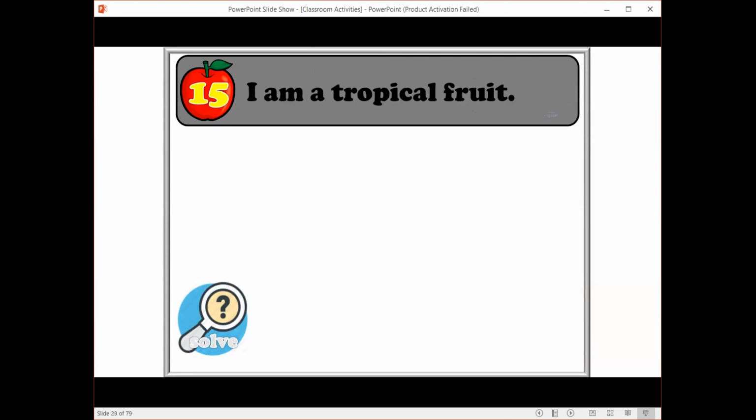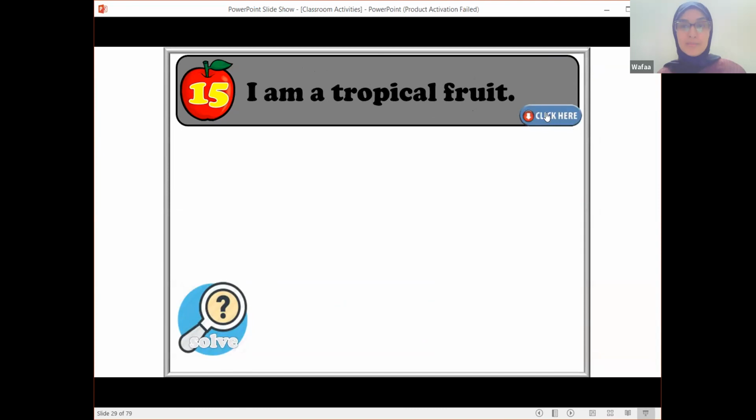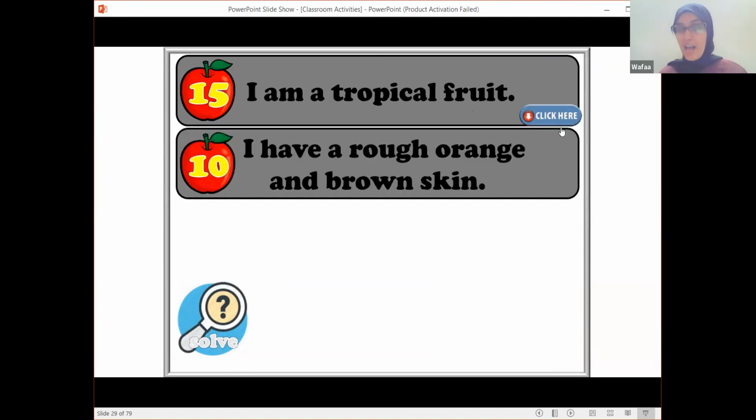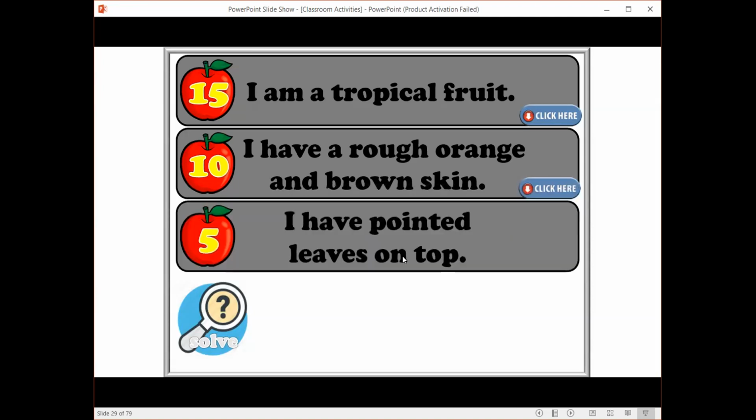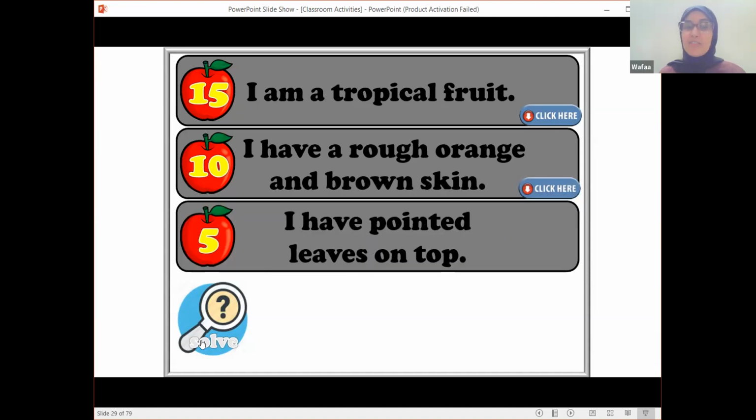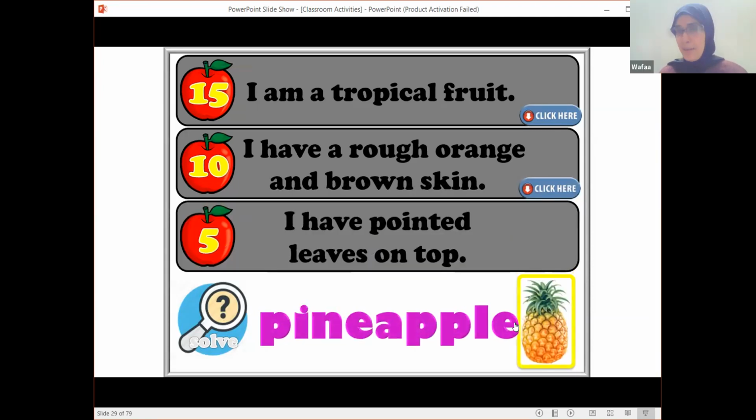The next one. I am a tropical fruit. And I have a rough orange and brown skin. Coconut. Is it coconut? Pineapple. I have pointed leaves on top. This is pineapple. That's right. Thank you very much. Next one.